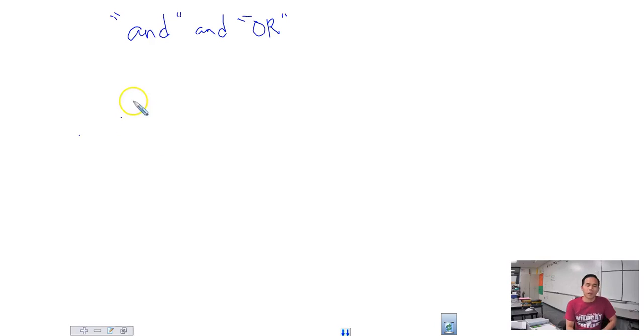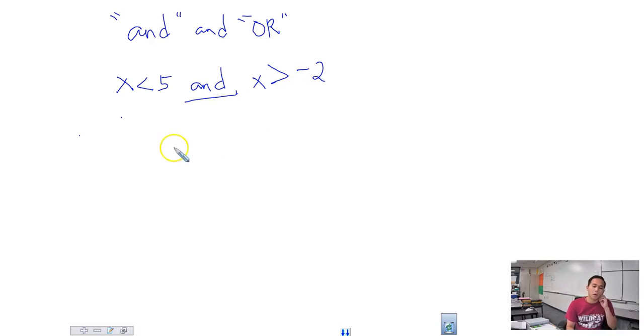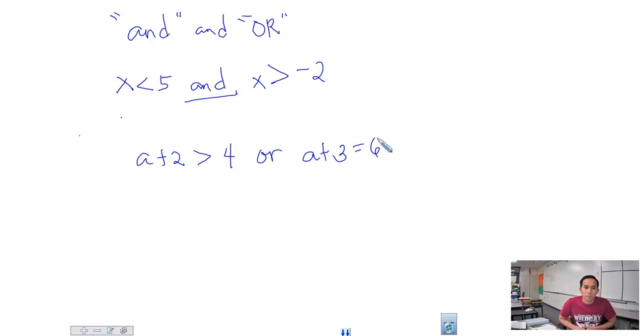For example, if I have here x is less than 5 and x is greater than -2. Or I can give you an example with the word or: a + 2 is greater than 4, or a + 3 is equal to 6. Now, what's the difference between the word and and the word or?